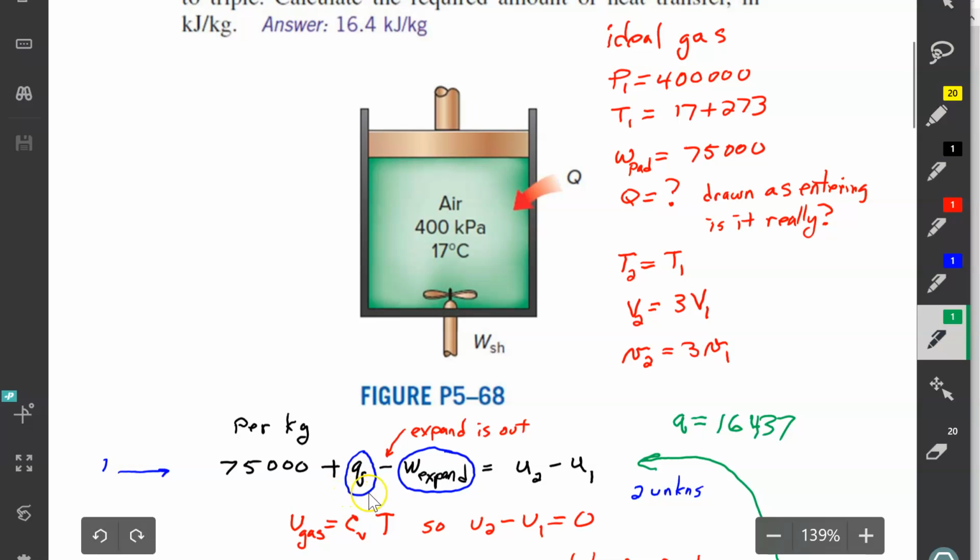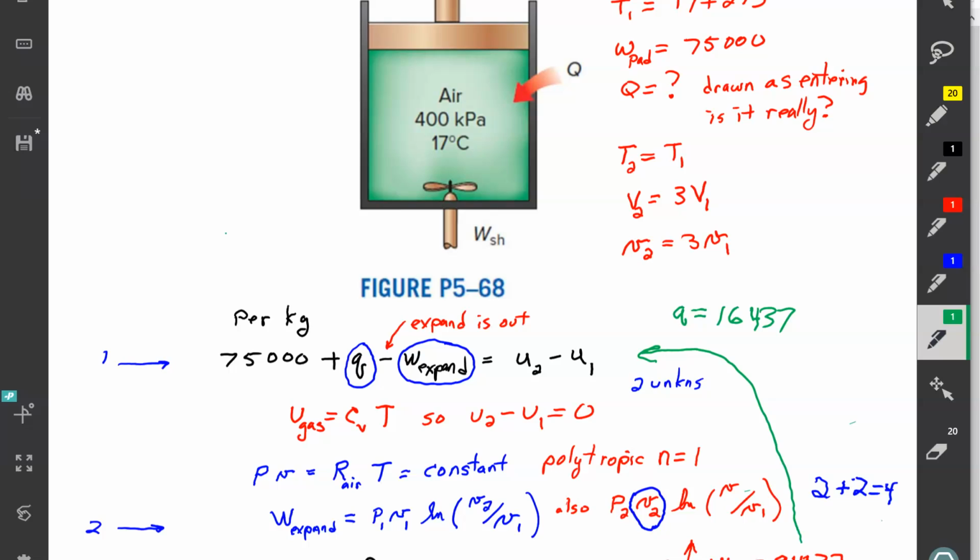By the way, I've circled the things that are unknown. I don't know Q, and I don't know W expand. So I've got 2 unknowns, and I only have 1 equation. So rather than trying to solve for anything right now, I'm just going to keep going. So give it some thought as to what would be the next thing to do, and then I'll pause it.